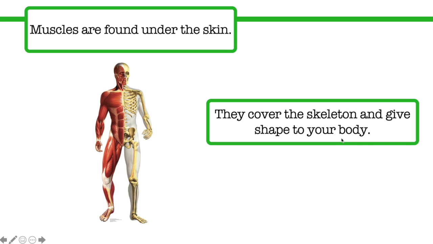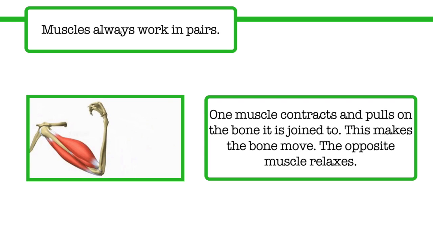As I told you, can you imagine if we didn't have any muscle? The shape of our body would be like our skeleton. Muscles always work in pairs. One muscle contracts and pulls on the bone it is joined to. This makes the bone move.